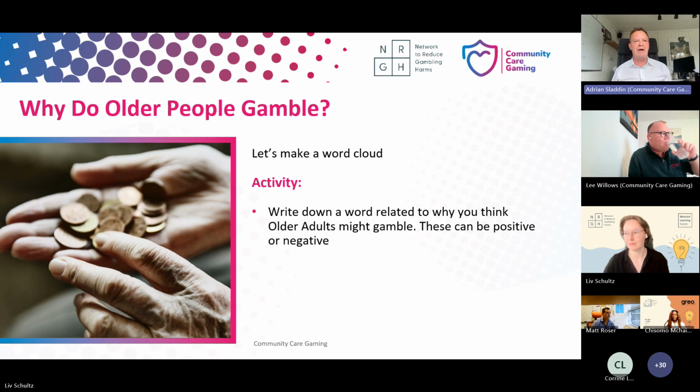And it got me to wondering about how widespread is this an issue amongst over 50s, and retired people as well. And if you begin to start thinking about it, as we will this afternoon, you'll find there are a myriad of reasons why older people are gambling.